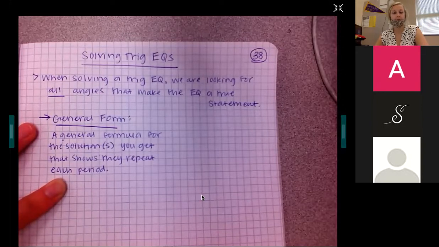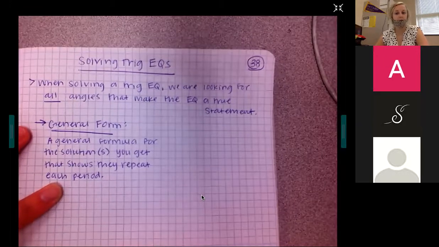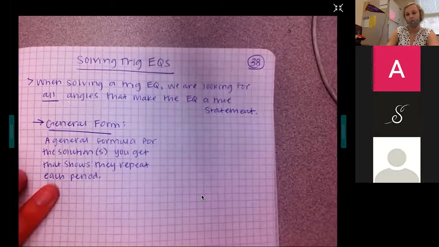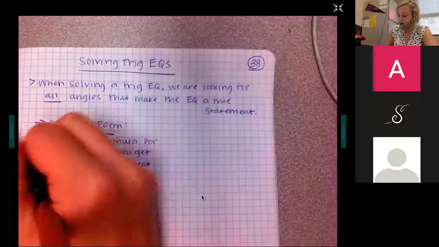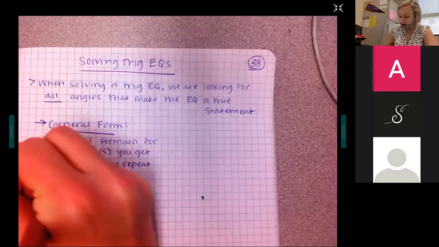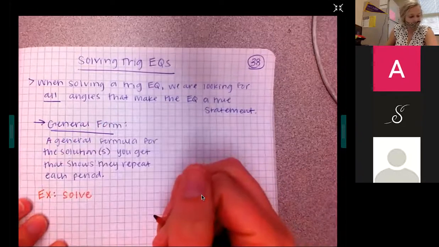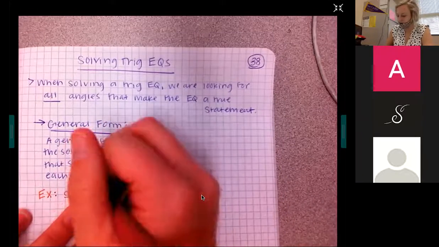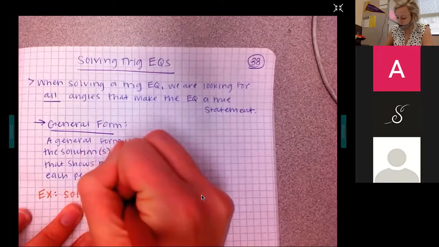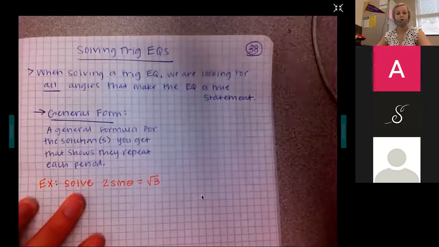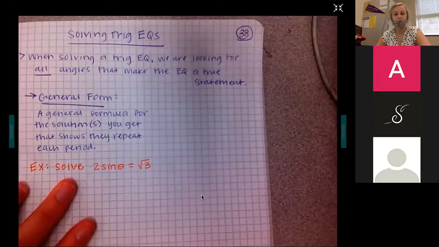So I'm going to give you an example underneath this because y'all are asking really good questions. I feel like we just need to see it. So for example, if I tell you to solve, let's do two sine theta equal to the square root of 3. You are solving.